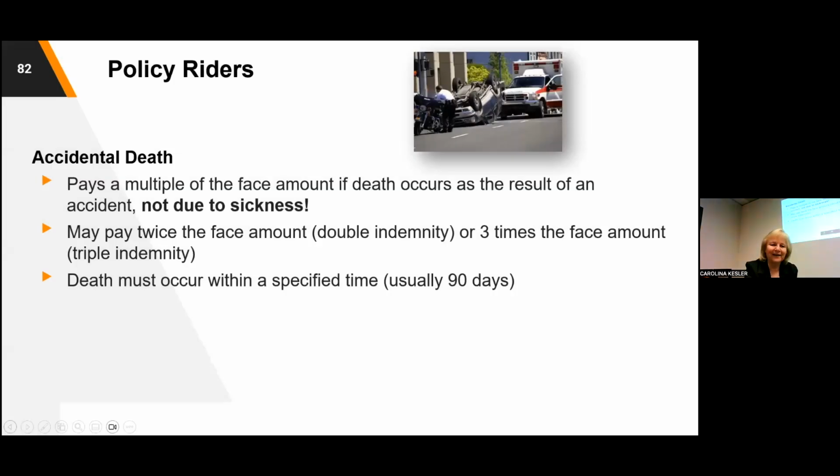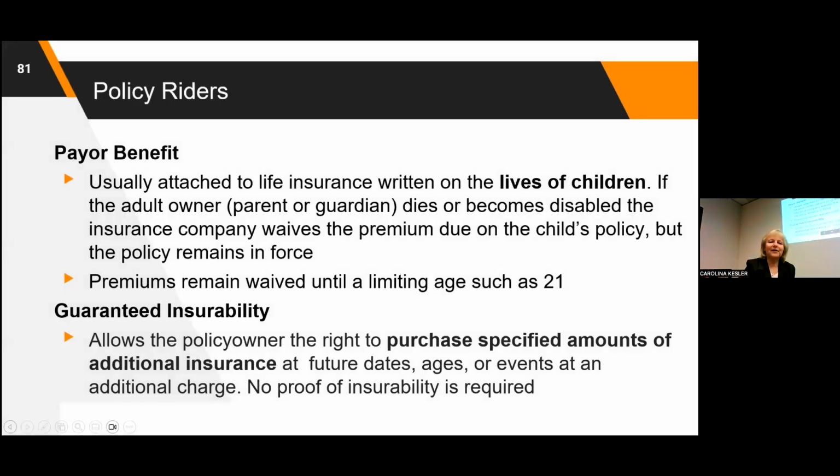Thank you. Guaranteed insurability we needed. Payor benefit is usually attached to life insurance written on the lives of children. So a parent buys a policy for their child and they want to make sure that those premiums get paid if anything happens to them. They would buy a payor benefit rider. So it's the same as the waiver of premium, but it pays the child's insurance premiums. The premiums would remain waived until the child reaches their limiting age, which is 21, and then they have to buy their own policy.